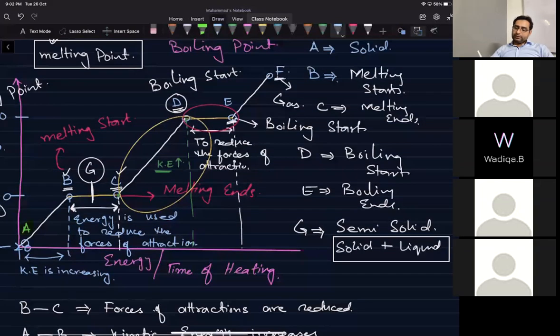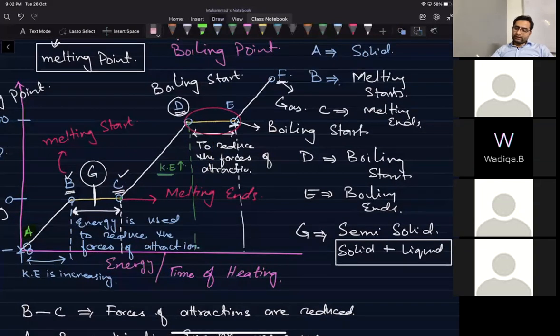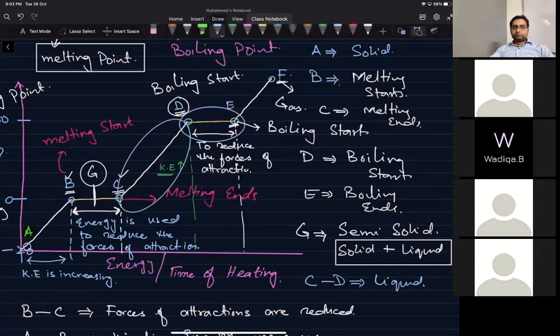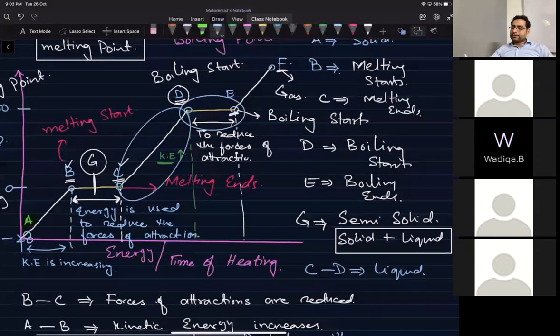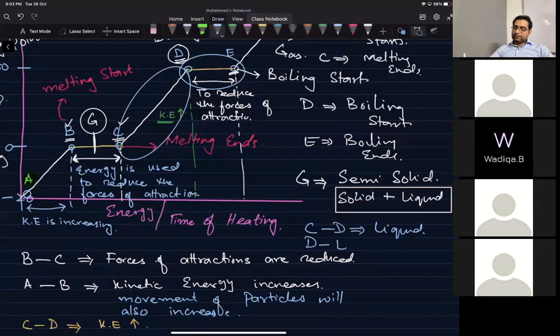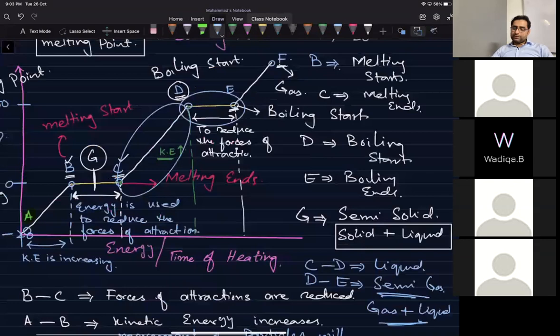And between C and D, there will be a liquid because temperature is increasing. Can you tell me the state between D and E? Between D and E, there is semi-gas. There is no semi-liquid. So this is going to be semi-gas. Semi-gas means half is gas and half is liquid. This is the heating curve for this substance.